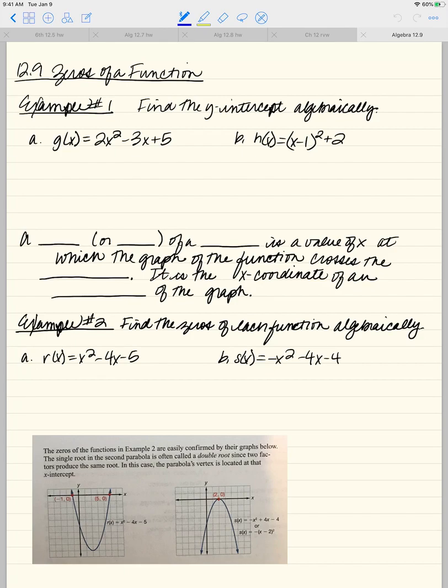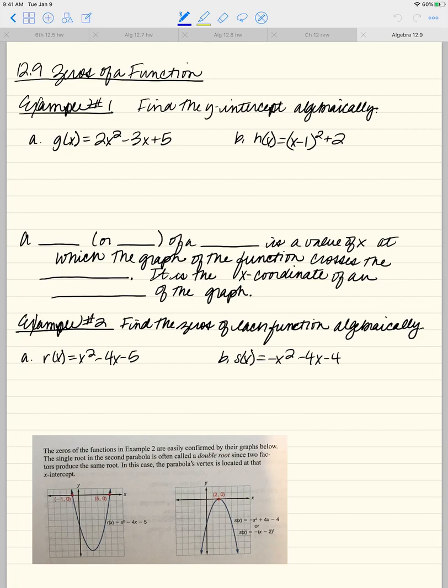Because the y-intercept always has an x value of 0, we can find the y-intercept of any graph by letting x equal 0 and solving for y, which is f of 0. So example number 1, this should look pretty familiar based on stuff that we've already learned this year. It says find the y-intercept of each function algebraically. So g of x is equal to 2x squared minus 3x plus 5.